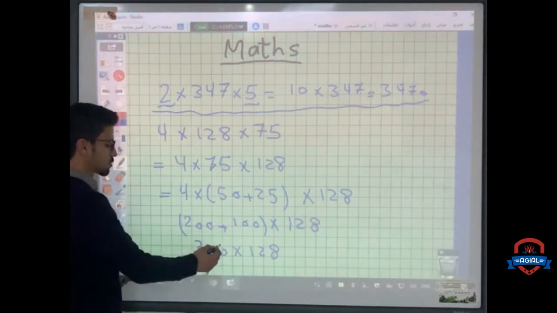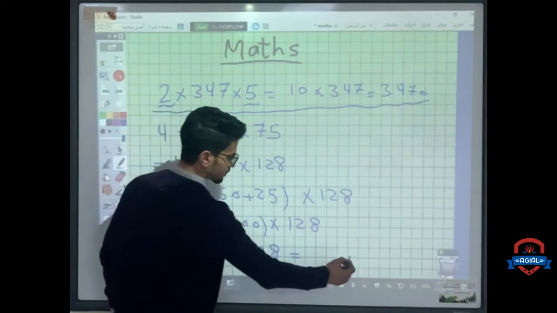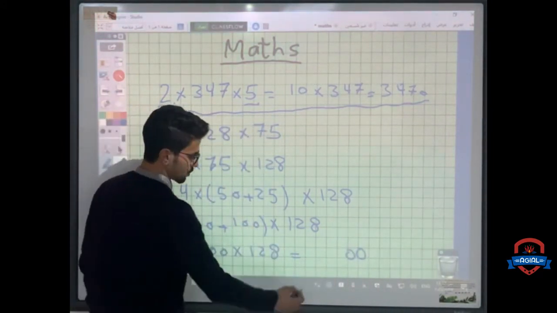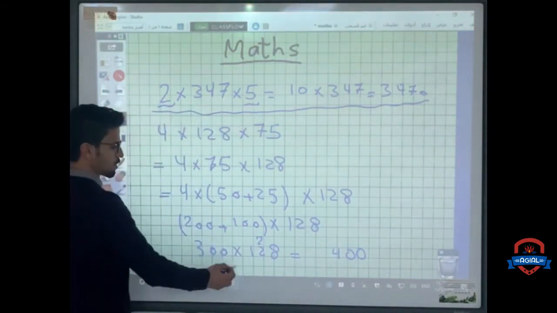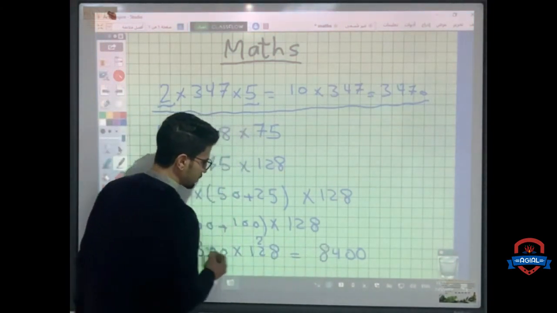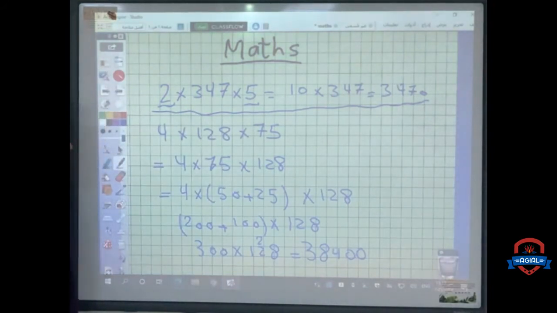So we put 2 zeros, then we multiply 3 by all digits. So we have 2 zeros with 0 and 0, and 3 times 8 equals 24. So we put 4 and carry 2, and 3 times 2 equals 6 plus 2 equals 8, and 3 times 1 equals 3. So we have 38,400.